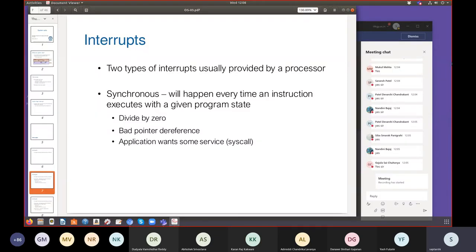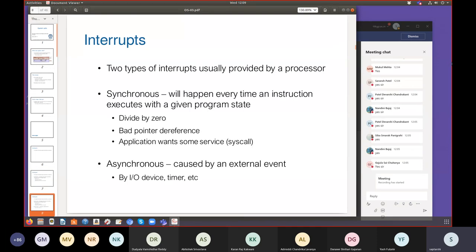It's basically whether, when this instruction will be executed, there will be an interrupt. The synchronous interrupts occur because of some specific event which is happening inside the CPU itself. That's why they are called synchronous. The other type of interrupts provided by a processor are called asynchronous. This is usually caused by an external event, meaning external to the CPU. For example, the IO device or the timer interrupt the CPU.